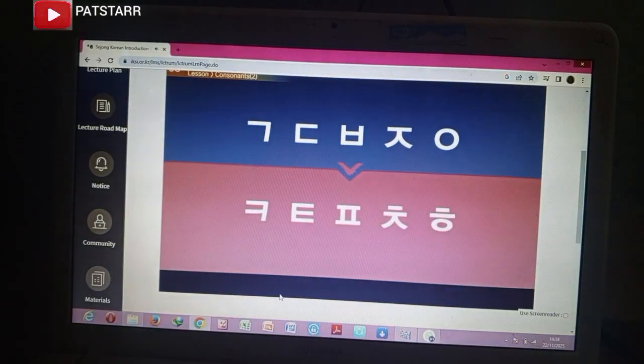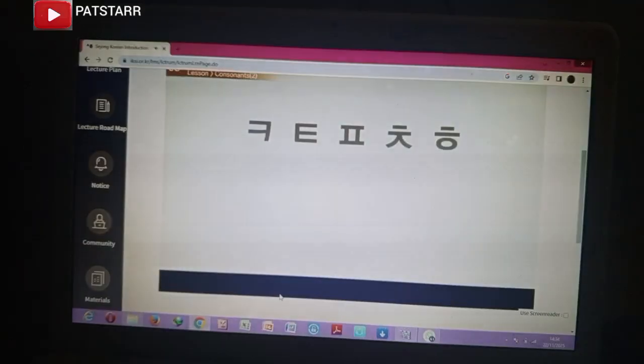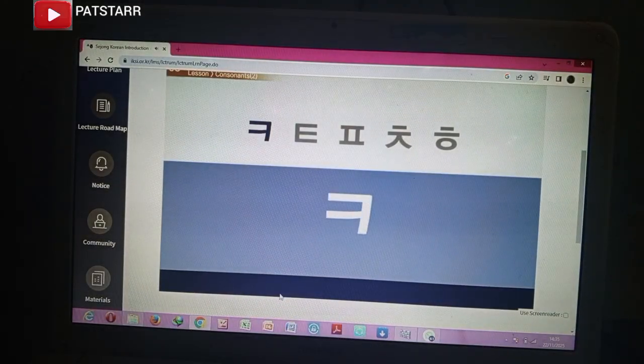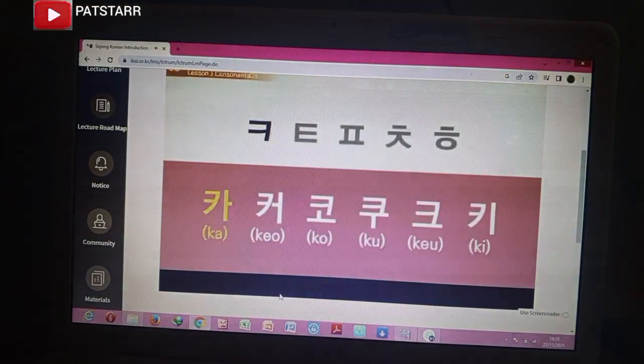Moving on, let's try adding another stroke to the consonants we just learned about to make even more new sounds. When you add an extra stroke to the basic 5 consonants, it gives us new, stronger sounding consonants. Q is made by adding an extra stroke to kiok. This makes a stronger sound since you should push more air out as you pronounce it. Listen carefully. 카, 커, 코, 쿠, 크, 키.